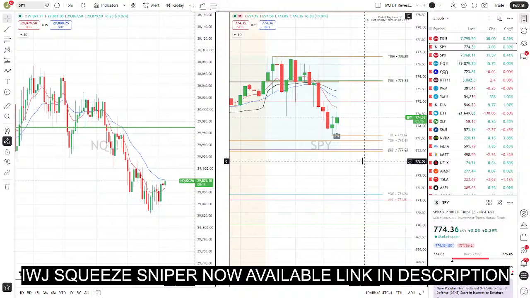Again, rejection can come up from 775, 776, the most traded zone. They can backtest that again. They don't have to reject right away, but I do feel like they have more selling to do.